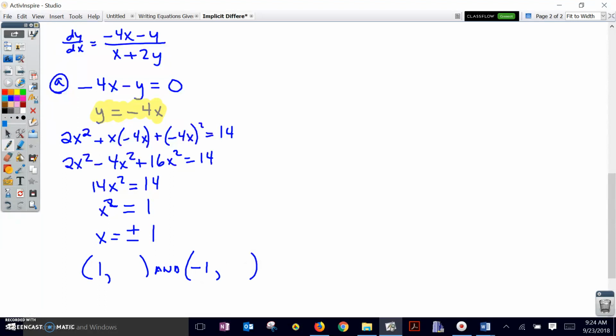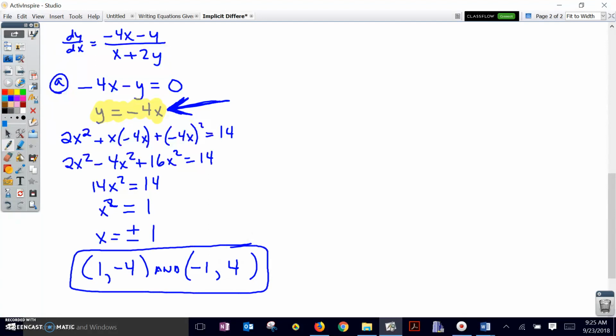Now I need y coordinates, and I can choose to substitute negative 1 and 1 back into either of the two equations in my system. Pick this one. It's much more complicated to substitute them back into the original. And there we go. There are our points where the tangent line to the curve is parallel to the x-axis. Now I need to handle part B.